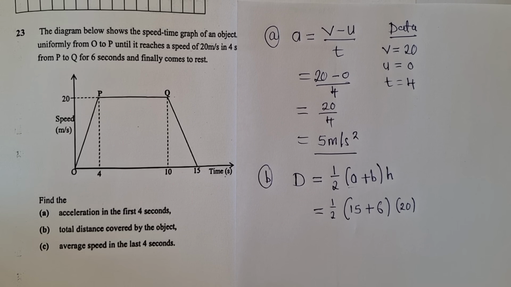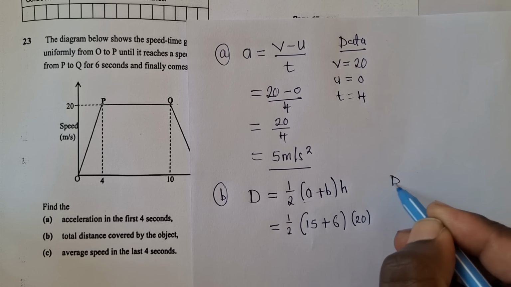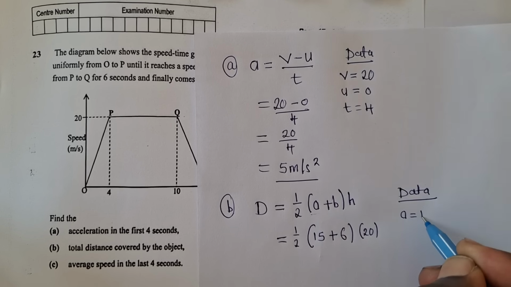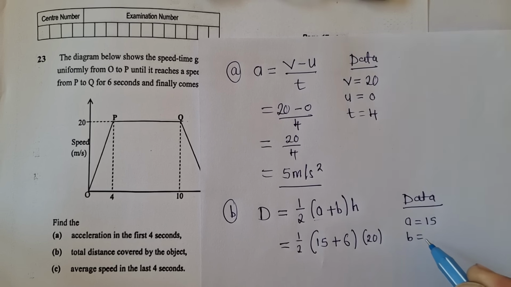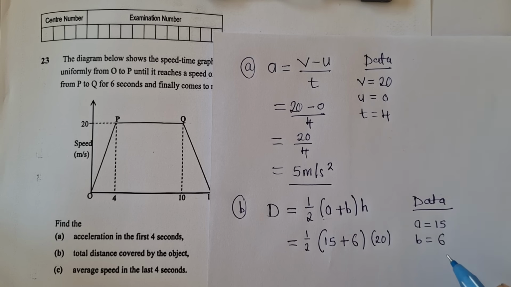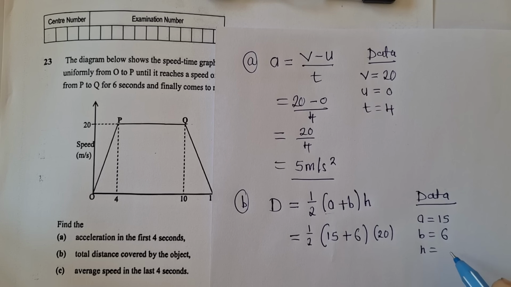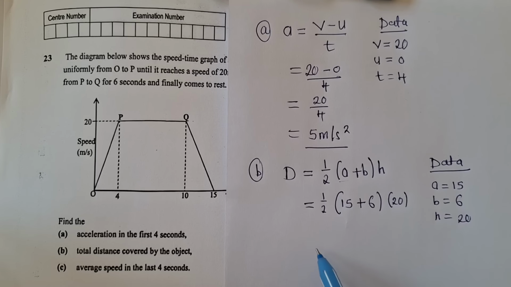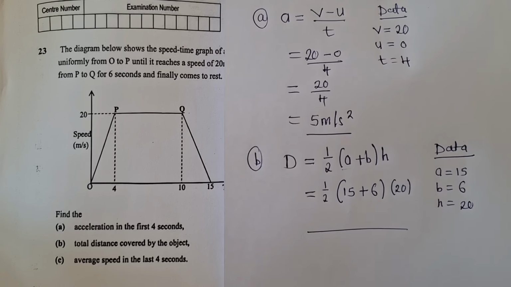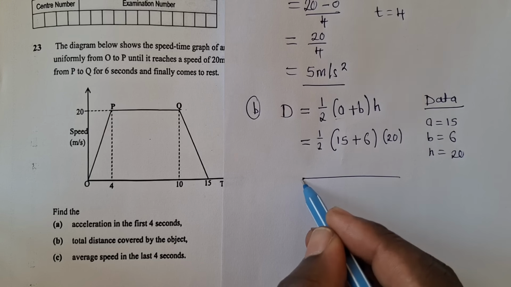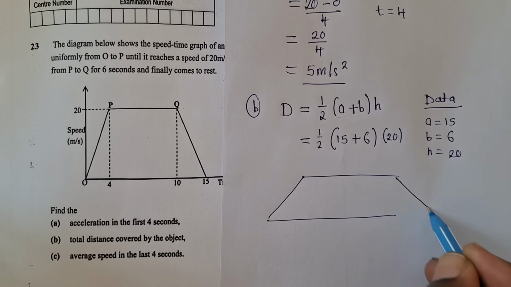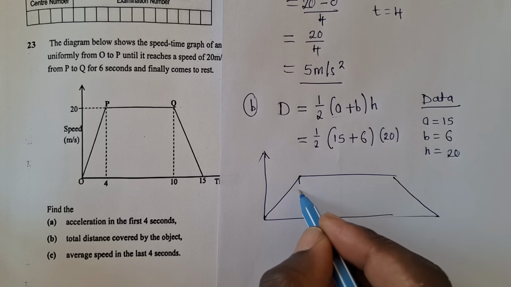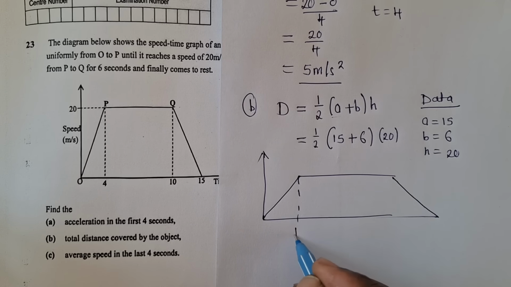So now let's just talk about how I managed to get these. I'll say data. It's very important to gather your data. So my a, I said it's a 15. My b, I said it's a 6. And my h, I said it's a 20. Now, how did I get to know these? Let me put a diagram here so that you people can understand what I'm doing. I want to write something here. I'm not saying this is part of the solution. I just want you to understand how I managed to get this data right here.